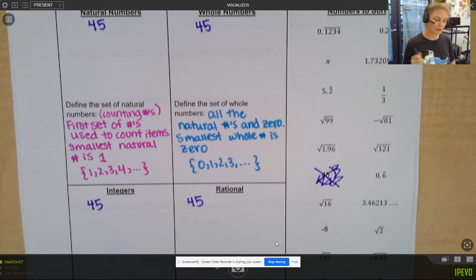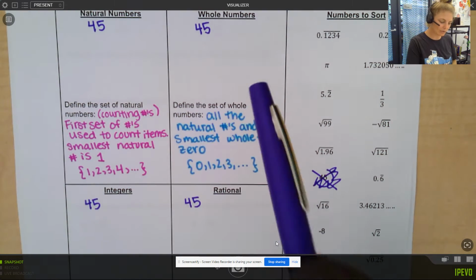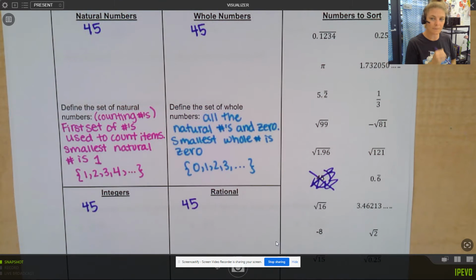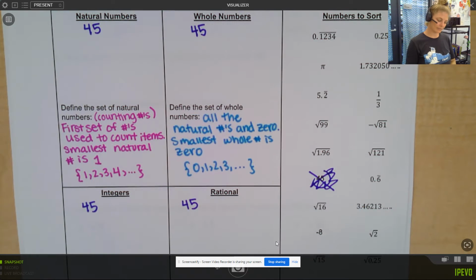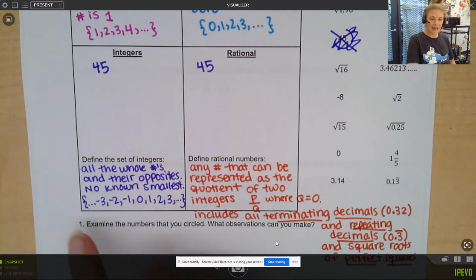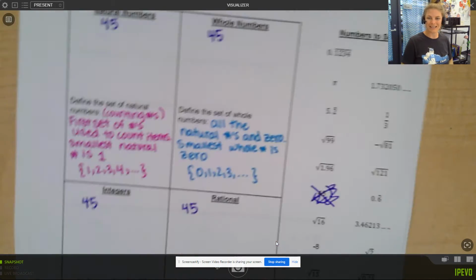But remember, if there's a number you don't use because it's not natural, it's not whole, it's not an integer, it's not rational, it might be irrational. That's when you circle it. Okay, go ahead and pause the video, and I'd like you to finish sorting and then take a look at number 1 below.